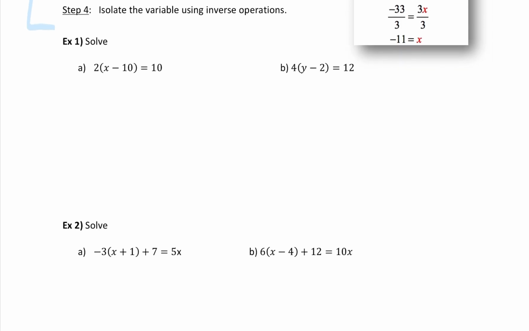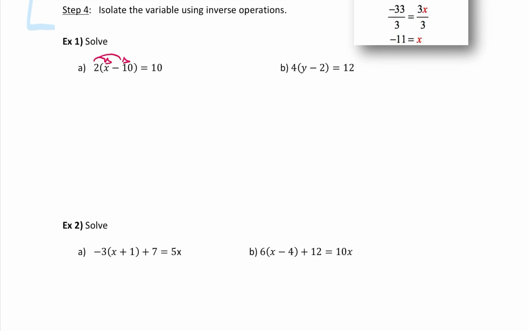Example 1, we are solving. Again, the only difference from what we've done before is that the x is in a bracket. So we cannot get x by itself when it's in a bracket attached to another number. The first step is to get rid of the bracket using the distributive property. Again, we did this in the polynomials unit. We're just going to look at the left side here, 2 times (x minus 10). To get rid of that bracket, we're going to distribute the 2 by multiplication.